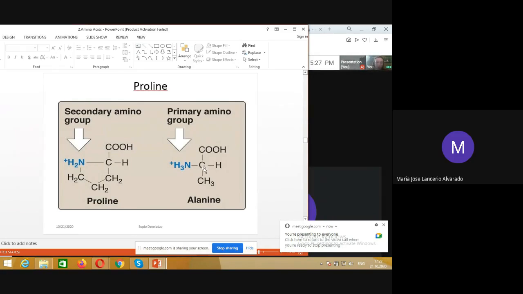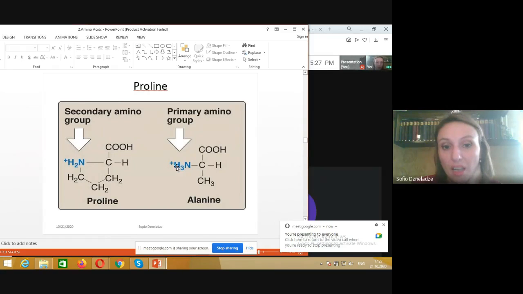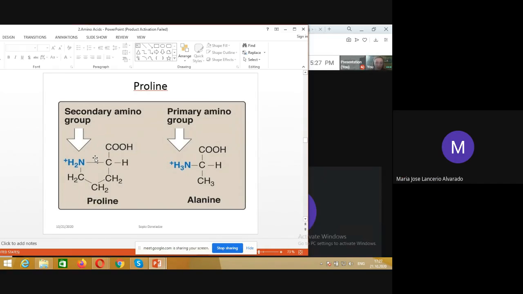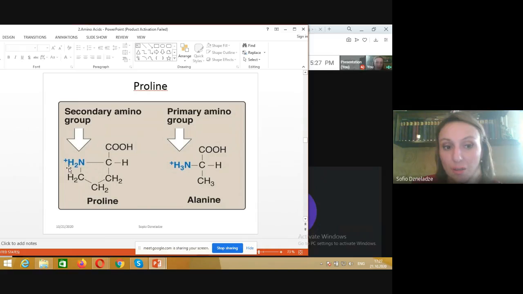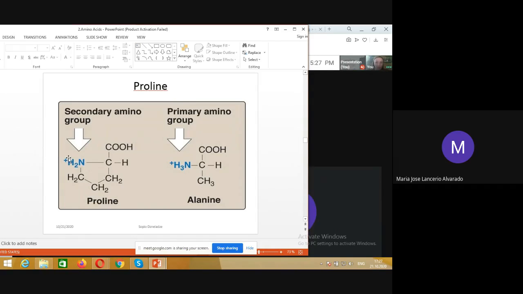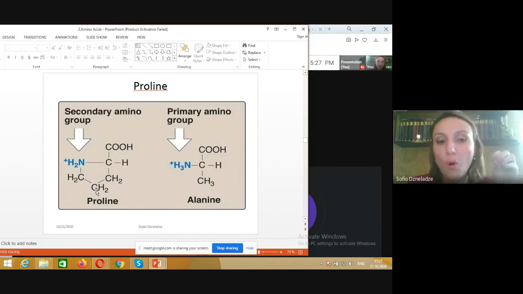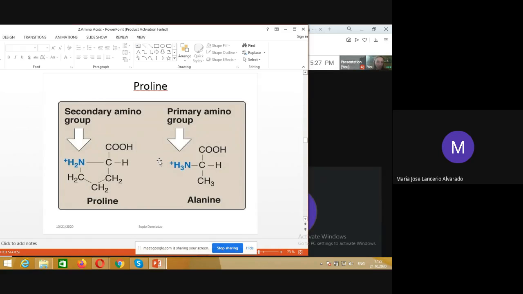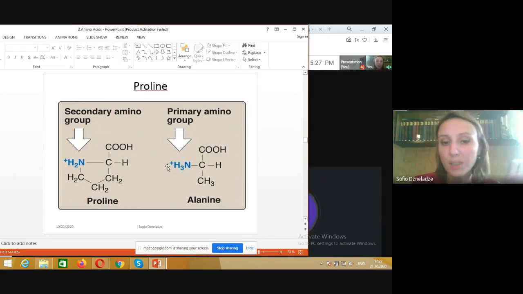And when it's ionized, it consists of H3. But in this ionized form, it consists of H2. Why? Because this nitrogen is a part of this ring. Yes, this amino group participates in the building of the side chain. Whereas the other one is free, it's not participating in the building of the side chain.